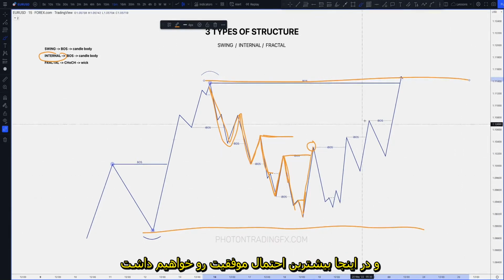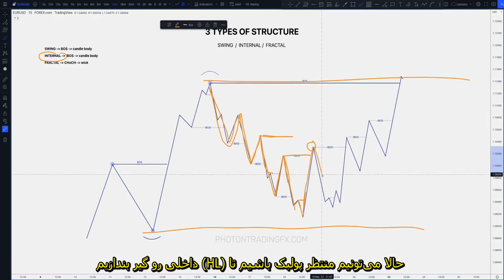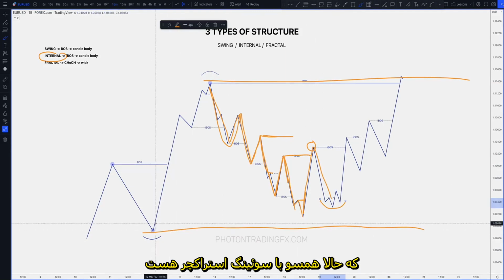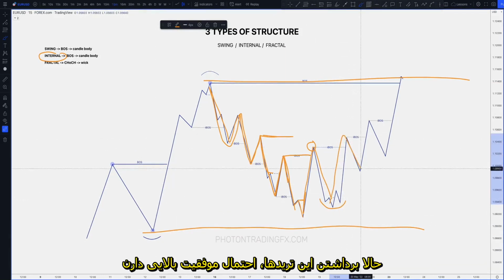And this is when you get those highest probability movements, because now we can wait for that pullback to catch the internal higher low, which is now aligned with the swing structure. And now these trades become a lot higher probability.